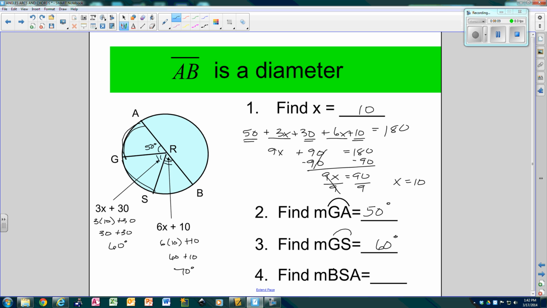And then the measure of arc BSA, that's a major arc. BSA, which so happens to be half the circle, so that is 180 degrees.